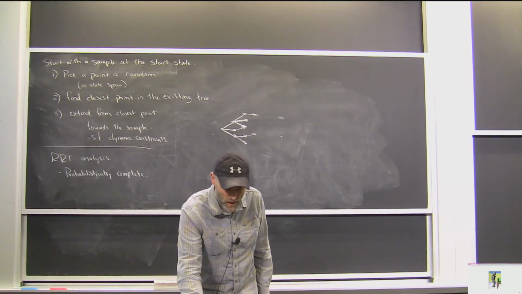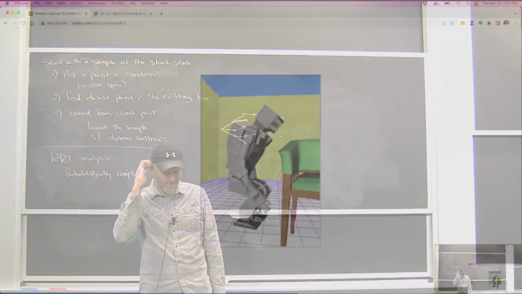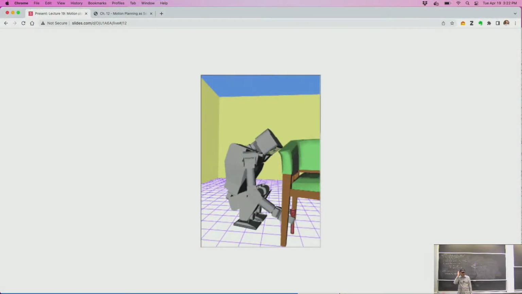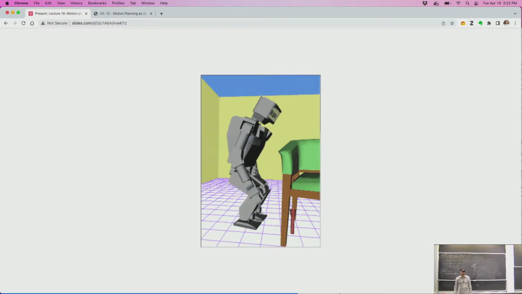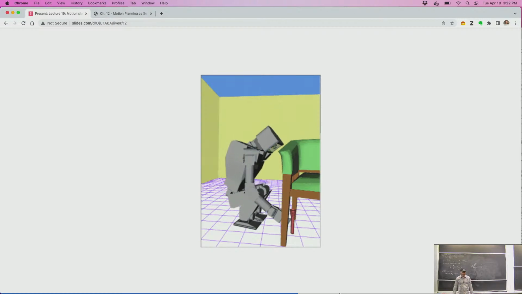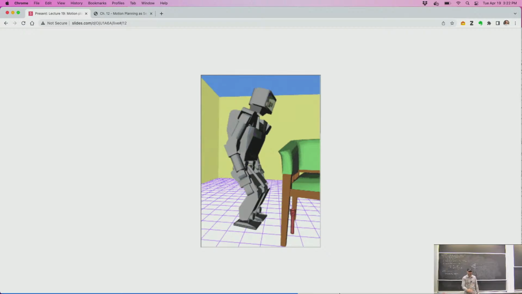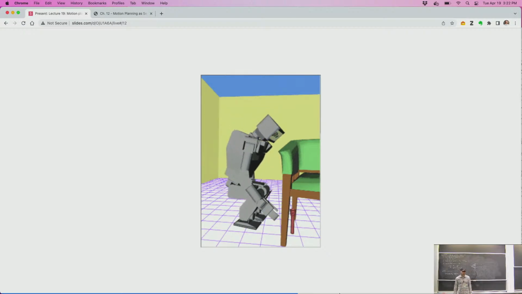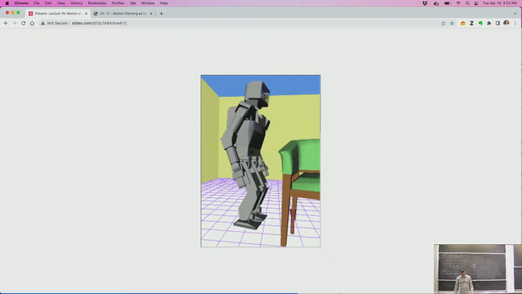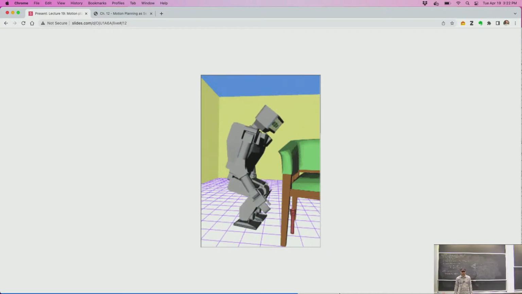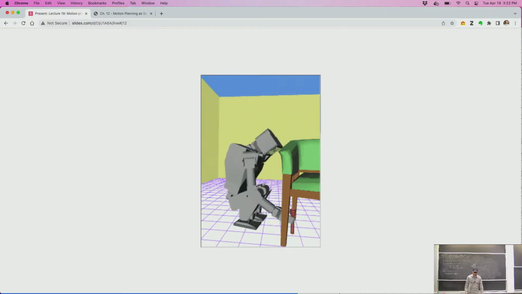So, this was back around 2000. James Kuffner made this video of a humanoid. Computers were slow back then, right? And he's already solving these very high dimensional kinematic planning problems. Now this one has dynamic constraints. It's actually now enough to understand this completely.